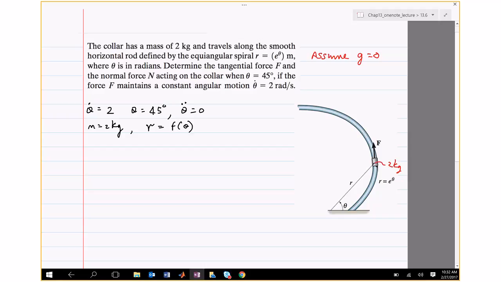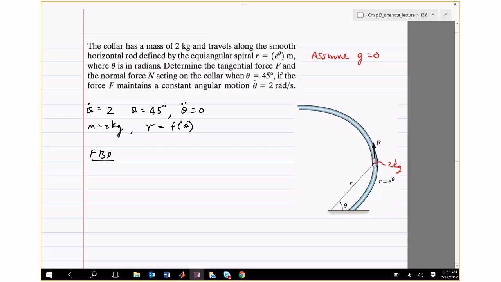Okay, so is it a kinetics problem? Well, it is, because you're told to find the force, right? What kind of coordinate frame would you use? Clearly, you're given r equals f of theta, right? r equals e to the theta. So you have to use cylindrical coordinates. So let's just draw the free body diagram.